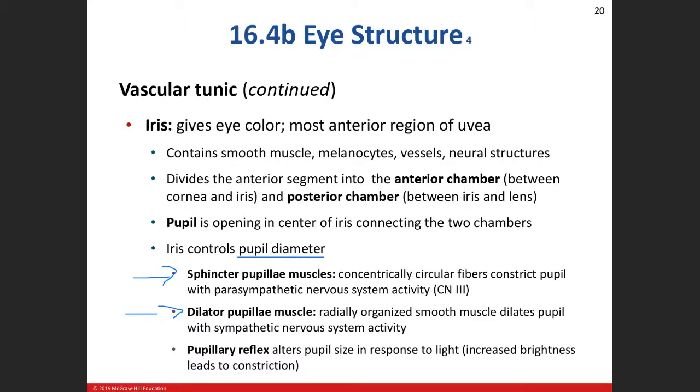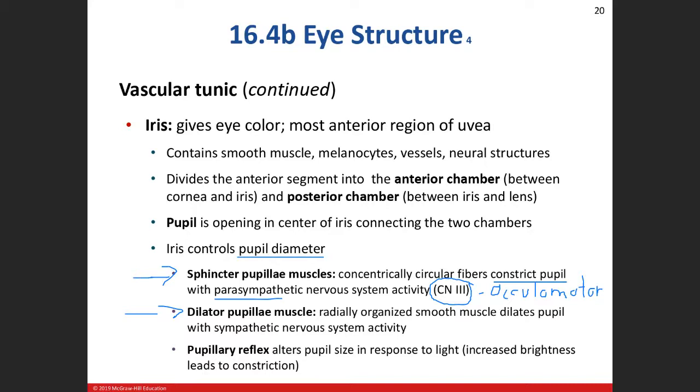So remember the orbicularis oris muscle and orbicularis oculi, when we contracted those, they were going to make an opening smaller, all right? So when you squint your eyes, the orbicularis oculi muscle would make that opening in your eye smaller. So the sphincter pupillae, all right, is going to constrict the pupil, all right, through the parasympathetic nervous system, but specifically cranial nerve 3, which is oculomotor. All right, cranial nerve 3.